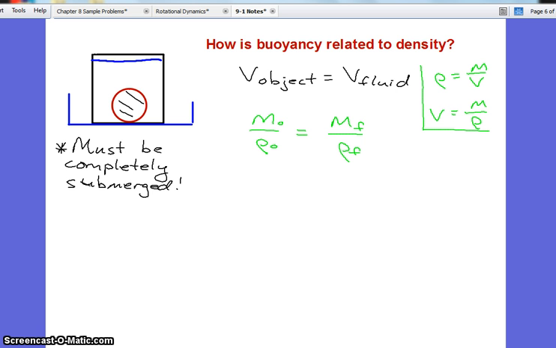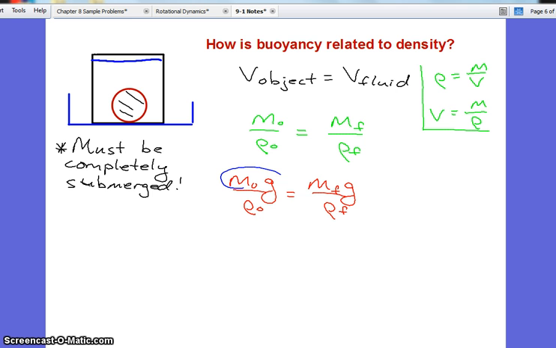Now the next step is to multiply each side by the gravitational field. So we multiply on both sides, and as long as you do this to both sides, mathematically it's still equal. And finally what we see is this.